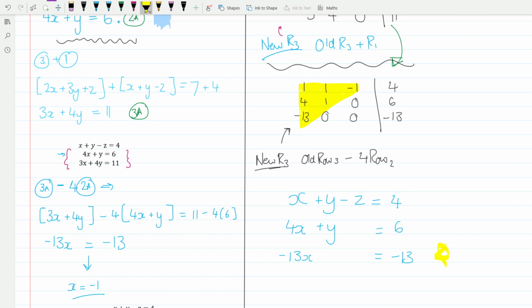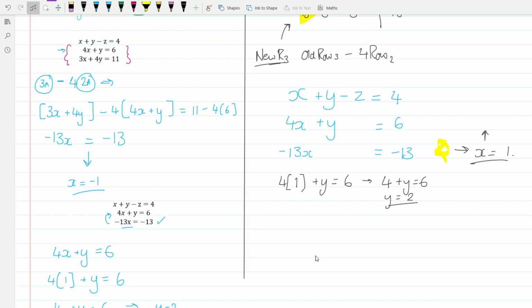Now, hopefully it's easy to see from this one what x should be. Oh, that's not right. There we go, that's right, that's better. Right, so we can see what x should be, clearly 1, not minus 1. And then we can plug that in to the equation above it. So we can take the middle equation, 4x plus y is 6, but we can replace the x with a 1. And we can solve that. And then we get a value for y.